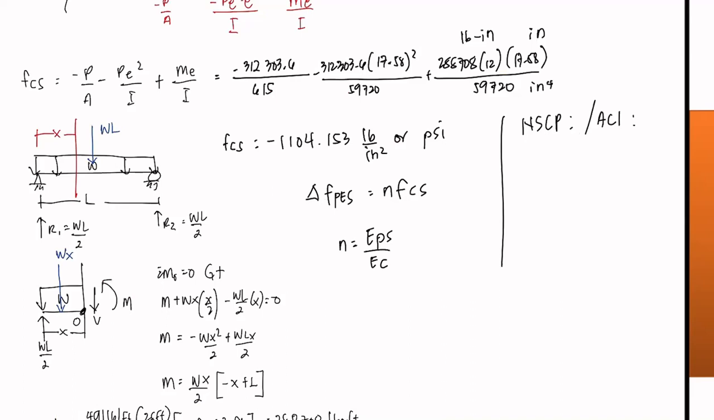Okay, so ang EC natin is equals to 33 WC raised to 1.5 square root of F prime C. So ito yung English. Okay? Sa SI or sa NSCP, ang formula niyan, EC is equals to 0.043 WC 1.5 square root of F prime C. Okay? Bakit ganyan yung gagamitin natin? Kasi lightweight yung concrete natin. Since lightweight tayo, dito tayo magde-depend. Okay?